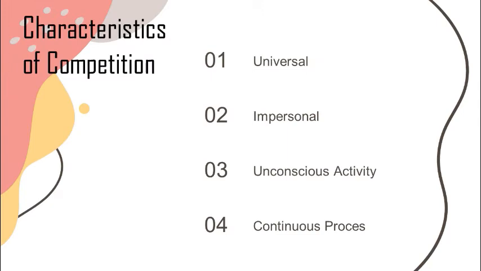Now, we move to characteristics of competition. First is universal. It means that competition is found in every society and in every age and in every group. Second is impersonal. It means interaction without social contact. Third, unconscious activity. It means that achievement of goal is regarded as the main object of competition. And fourth, continuous process. It means never comes to an end.